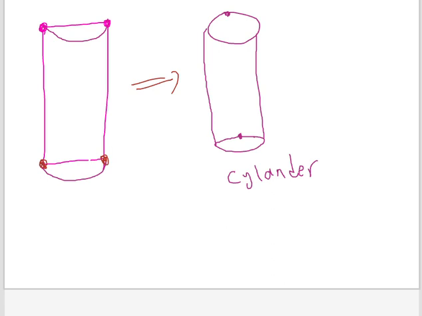We say cylinder. Ostovane. Maybe I must write cylinder.